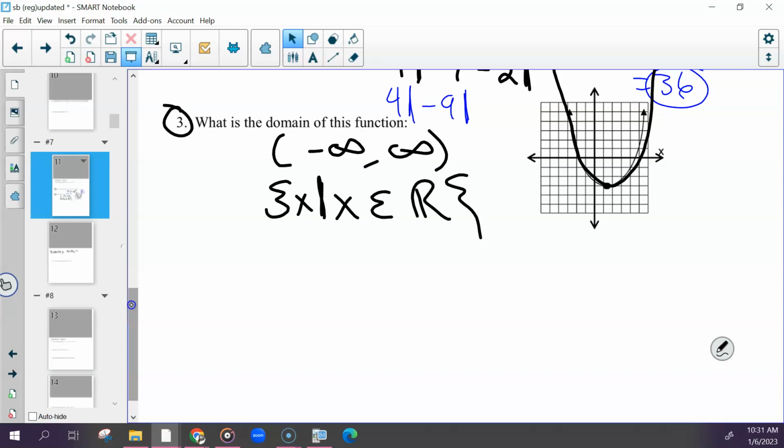So the first one is our interval notation from -infinity to infinity. The second one means the same thing, but it's read as x such that x is an element of all real numbers, which really means from -infinity to +infinity. Questions on that?